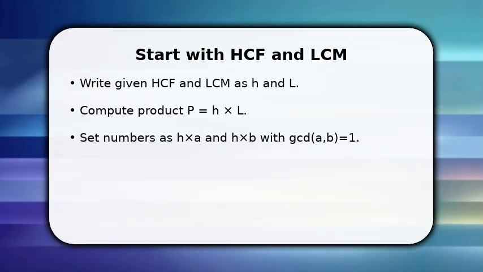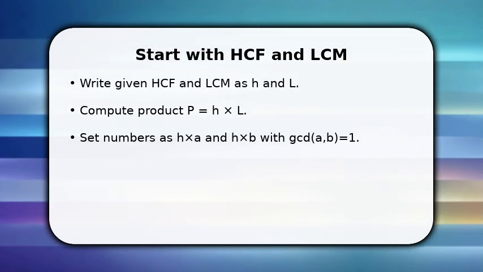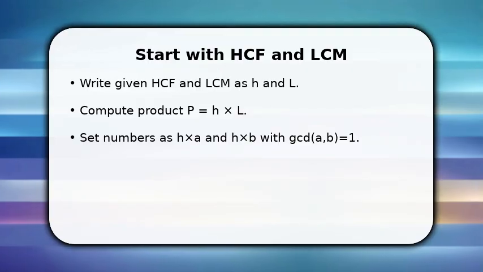Next, express the unknown integers as HA and HB so they share H as a common factor. Make sure A and B are coprime. That condition is essential because GCD(A, B) must be 1, which ensures the LCM formula will work cleanly.